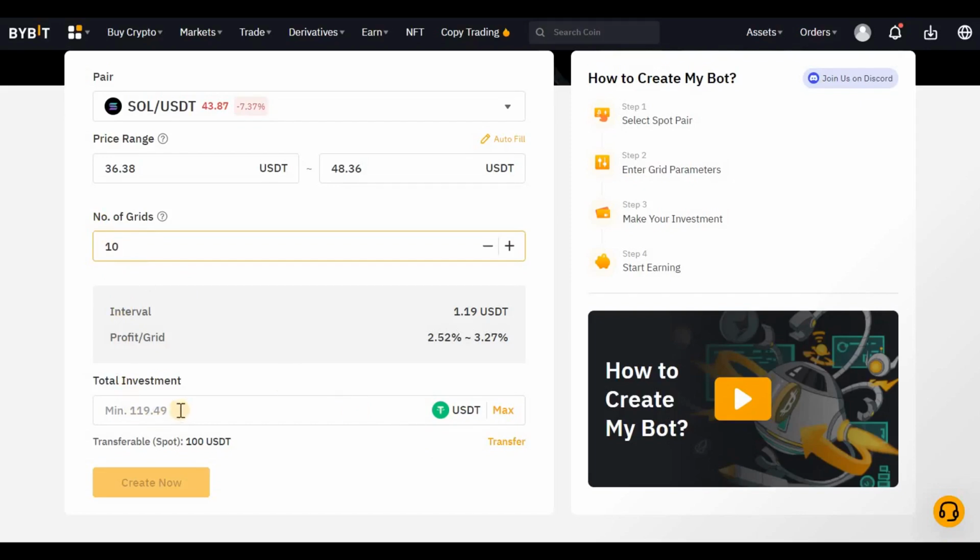For me to reduce this amount, I would have to reduce my number of grids. I am going to use 8. You can see right here, I would be using 8 grids from this lowest point of support to this highest point of resistance. My minimum specified amount is about 95.41 USDT. I can go ahead and use 100 USDT as that is what I have currently present in my spot wallet. Right now, I can go ahead and create my trading bot.